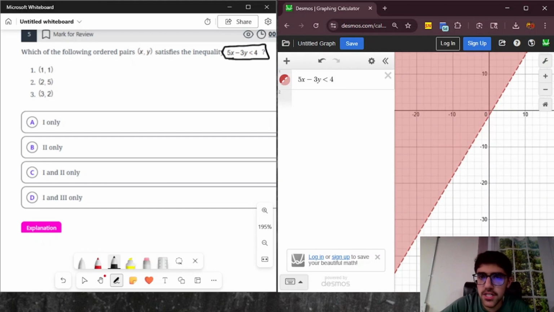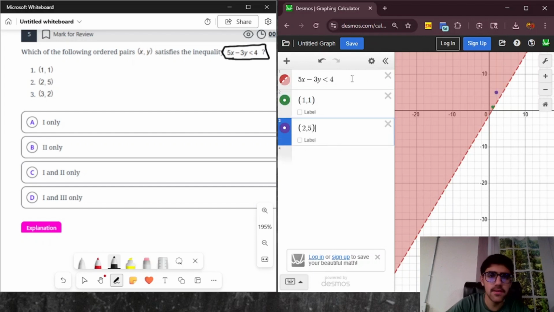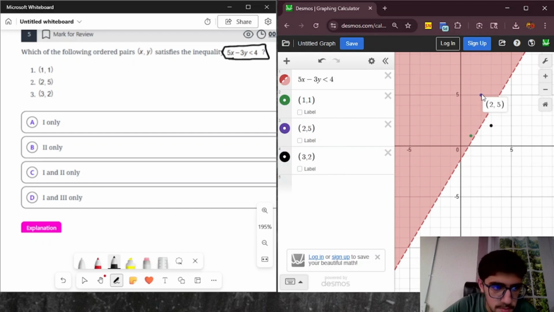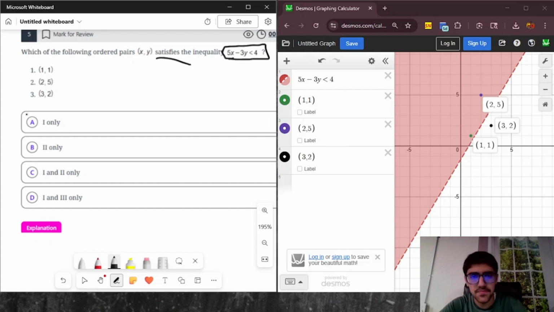So then we can just plot these points exactly how they're written. So (1, 1), and then (2, 5), and then (3, 2). Sorry, you need parentheses, so make sure that you put parentheses. Then you look at which ones are on the shaded area. There's a purple one and a green one, and they're both on that. So it's (2, 5) and (1, 1). The black one is outside the shaded area, so that means it's not a solution, or it does not satisfy the inequality.